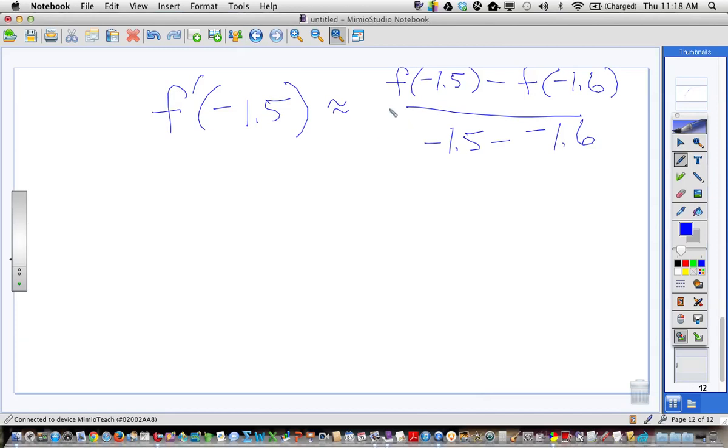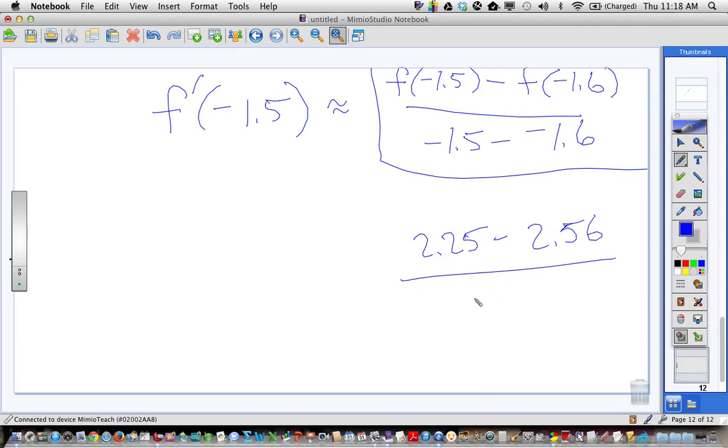I want to see this on your paper. I want to see that written out. So when you're doing a slope calculation on the next quiz, I want to see the y's and the x's that you're using. Okay, so from the table, what's f of negative 1.5? 2.25. Okay, and what's f of negative 1.6? 2.56.